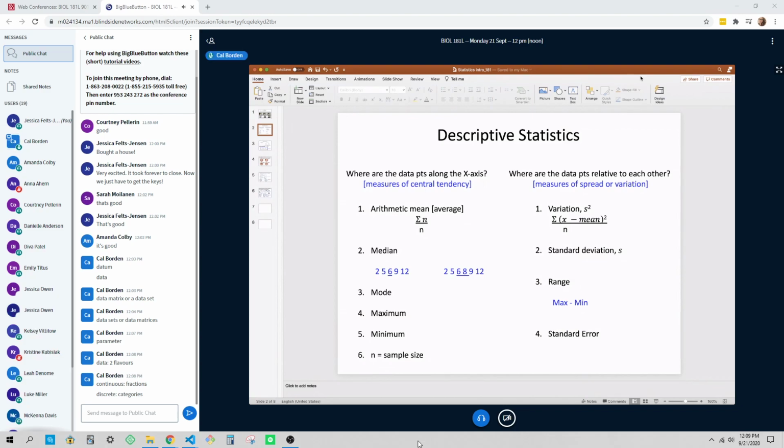The distribution is all the data points collectively. I'll show you a picture later on, all right? And they're going to tell us something about the x-axis, their location on the x-axis, whereas variation, standard deviation, range, and standard error are going to tell us more about how spread out the data points are, okay? And I'm going to show you pictures of this because it's easier to visualize.